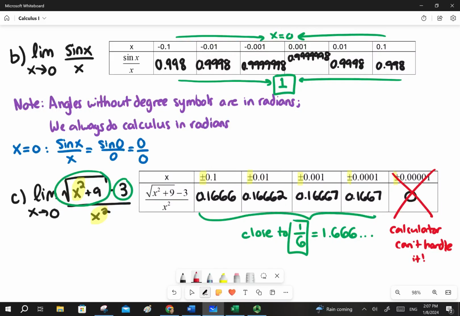This is why it's so important to be able to evaluate limits without relying on just plugging values in.